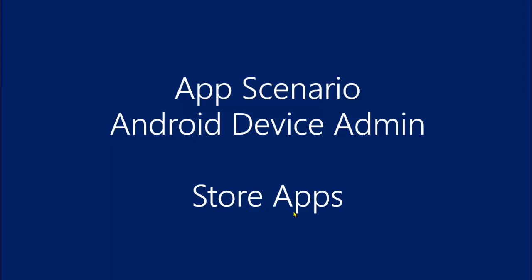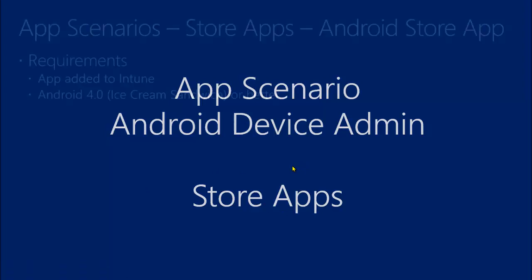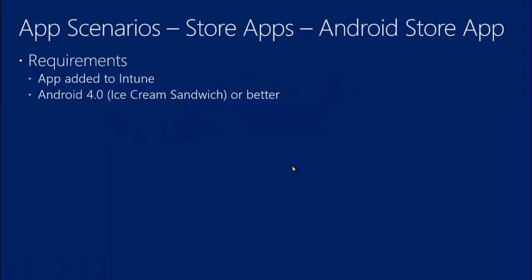Okay, starting to step our way into some of these scenarios. The first place, we're going to start with Android device admin, right? And the first thing we want to do is deploy, or talk through and then work through deploying, a store app. We'll just take these one at a time. So first, the requirements for this, pretty easy. The app has to be added to Intune. Just to clarify that for a minute, the app is in the Google Play Store, but it has to be brought into Intune and deployed through Intune, right? And then this has to be on Android 4.0, Ice Cream Sandwich or better. And again, this is a device enrolled with device admin, right?